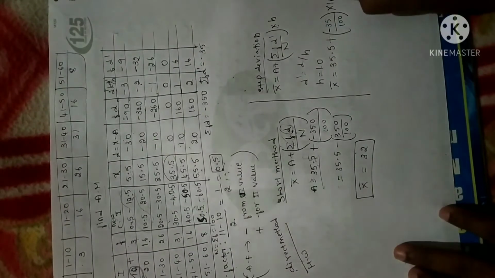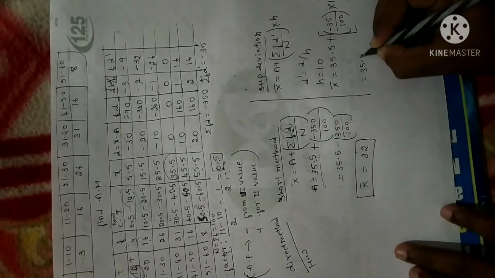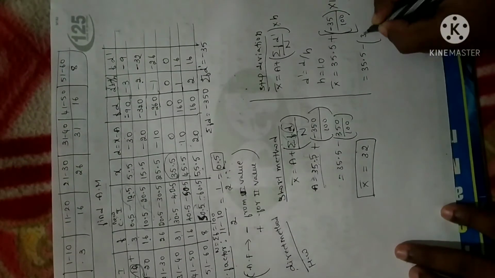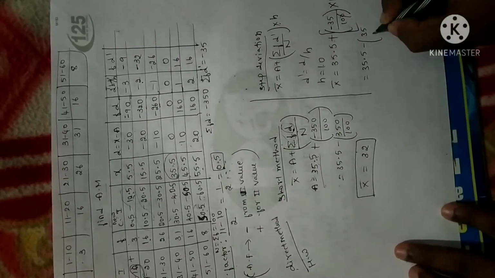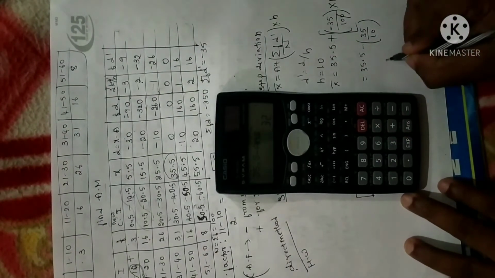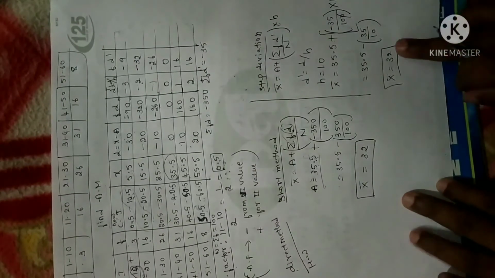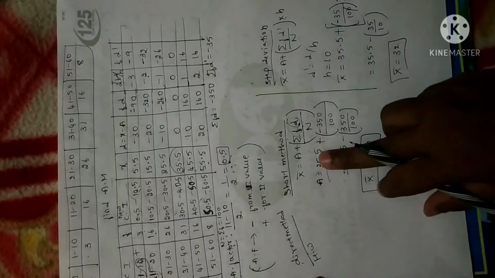It is 10. Fine. Now let me write one more step. 35.5, and I am going to take minus here so that you will get 35. The 10s get cancelled, divided by 10. Now let me simplify here. 35 divided by 10 is 3.5. 35.5 minus 3.5 will give us 32. So the obtained mean is 32. And you can note that the mean obtained from the shortcut method and the step deviation method are both the same.